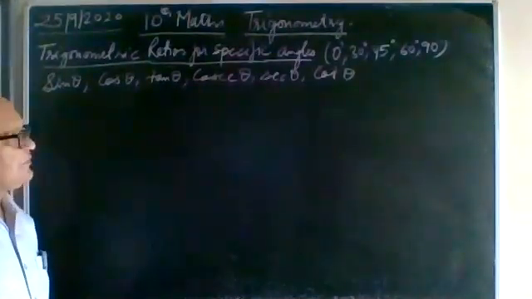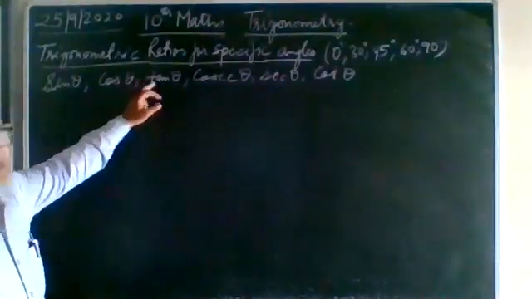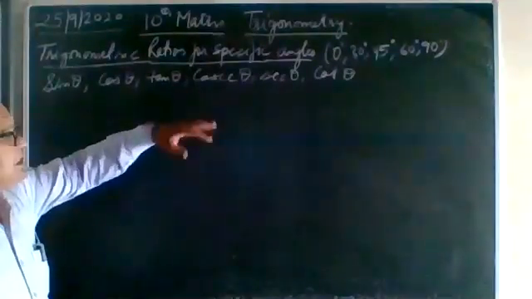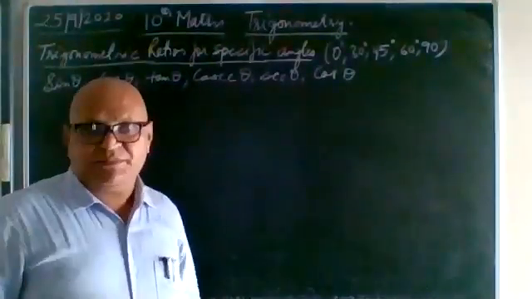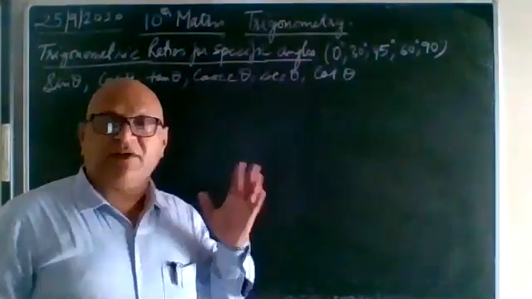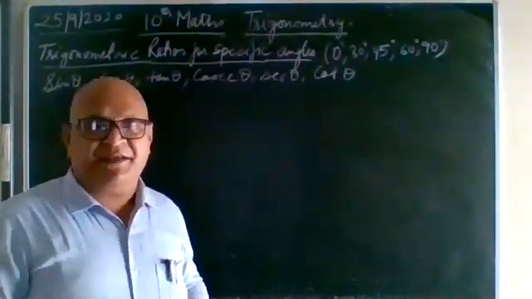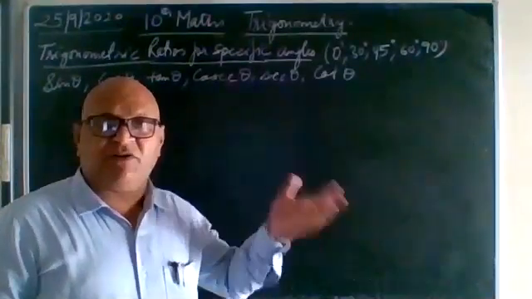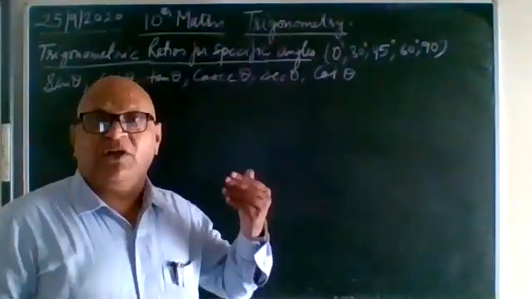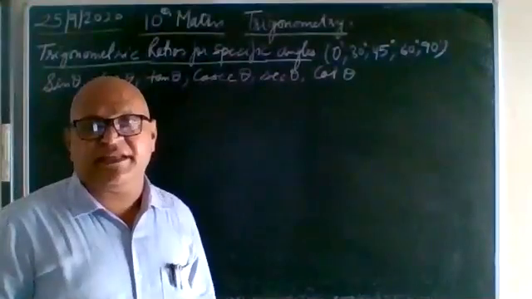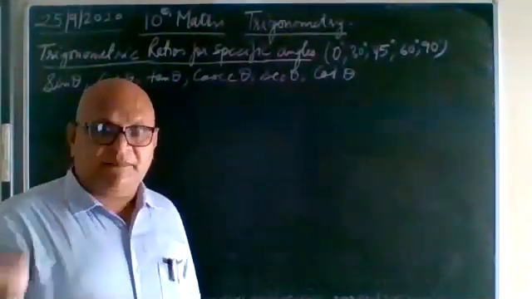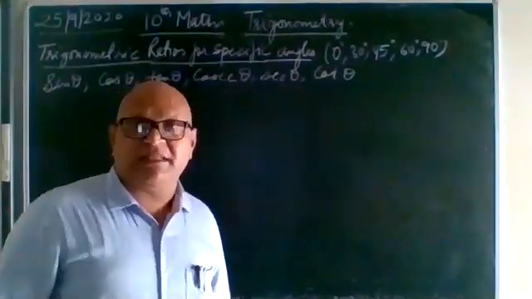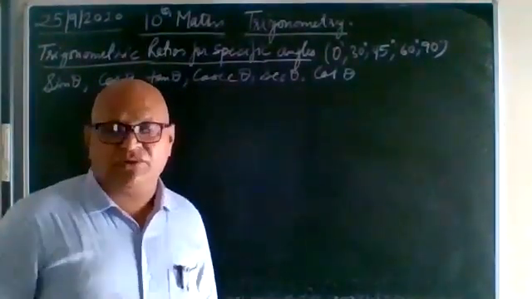For 30 degree: sin 30, cos 30, tan 30, cosec 30, sec 30, cot 30. This is how you have to find out. If I say 45 degree, then you will say sin 45 degree, cos 45 degree, tan 45 degree, cosec 45 degree, sec 45 degree and cot. Now to learn these values, I am explaining the method how to learn the values.